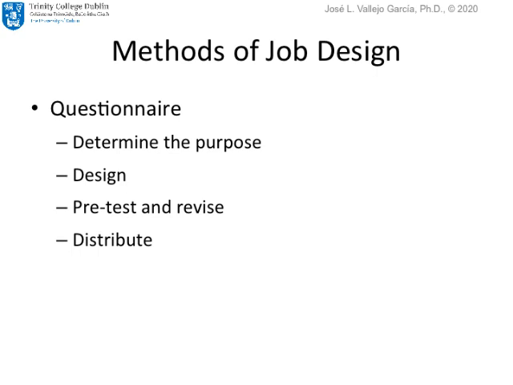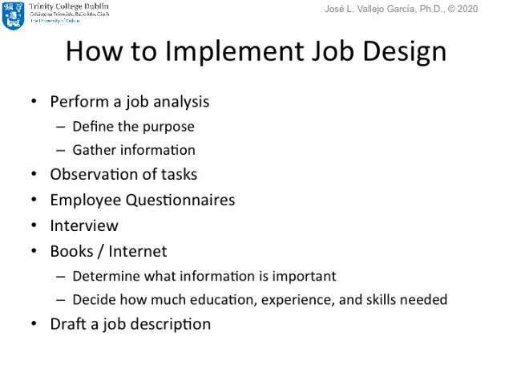So how to implement job design? Perform a job analysis, define the purpose, gather information, then observation of the tasks, employee questionnaires, interviews, or even books or the internet. Determine what information is important, decide how much education, experience and skills are needed, and then do a draft of a job description. So how to implement that? Well, you have to go through performance of job analysis, some observation will be required, employee questionnaires, interviewing, and of course sources of information that can help for the purpose.